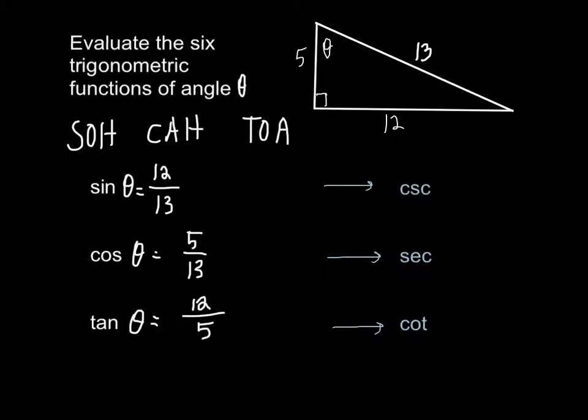And now we have the reciprocals, so we can either multiply each of these by the reciprocal, or we can just flip them. So we have 13 over 12, 13 over 5, and 5 over 12. We're just taking each of our base trigonometric values and flipping them.